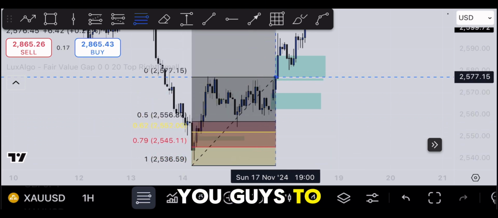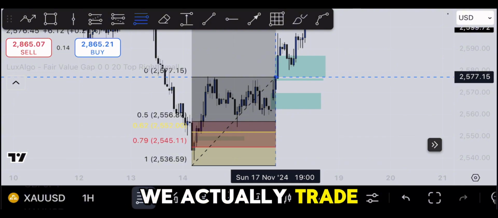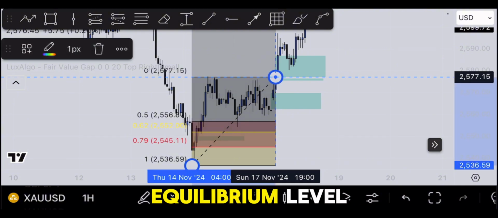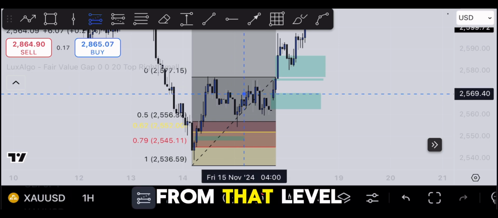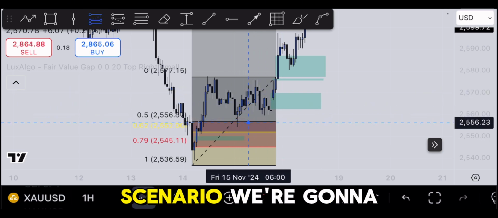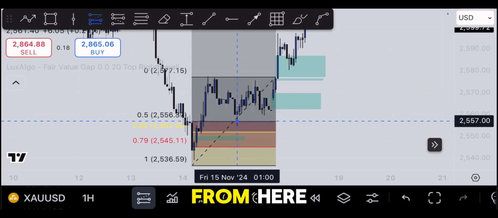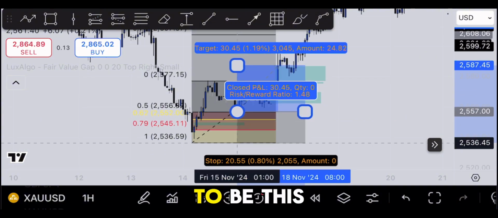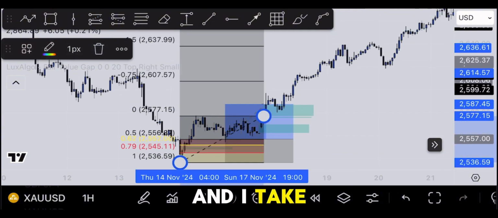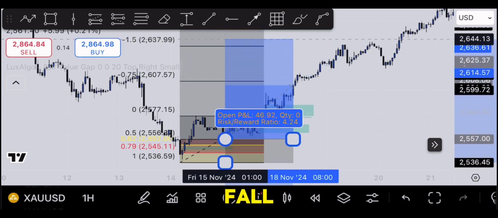And I want you guys to notice that sometimes we'll actually trade into the 50% equilibrium level, and if you see a rejection in that level, then we can take an entry from that level. So in this scenario, we're going to be taking an entry from here, and our stop loss was going to be at this low, and our take profit was still going to be 1:4, which is around here.